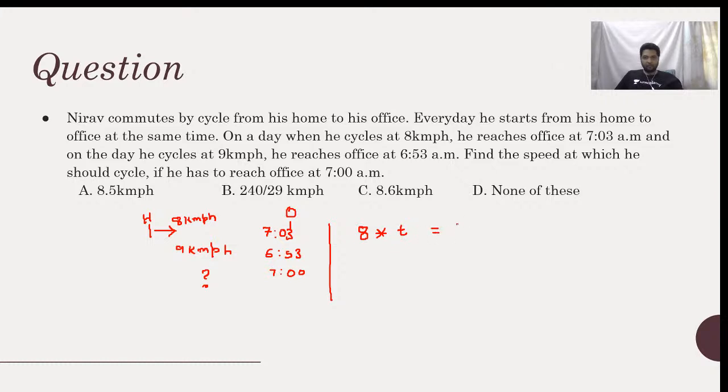That means at a speed of 9 kilometers per hour, it takes T minus 10 minutes. T hours minus 10 minutes. Right? 10 minutes is same as 1/6 of an hour. T minus 1/6 hours, where T is in terms of hours.